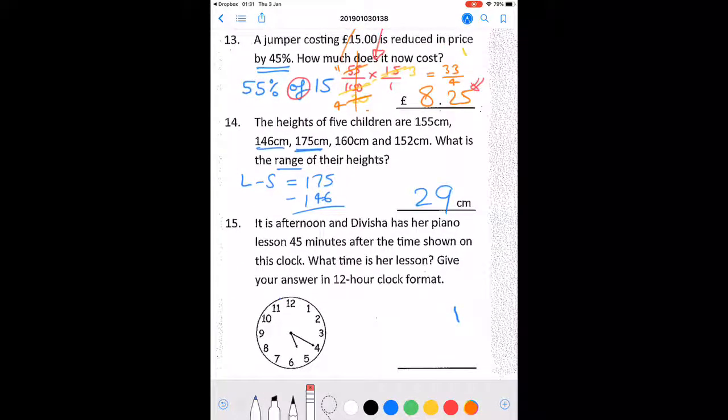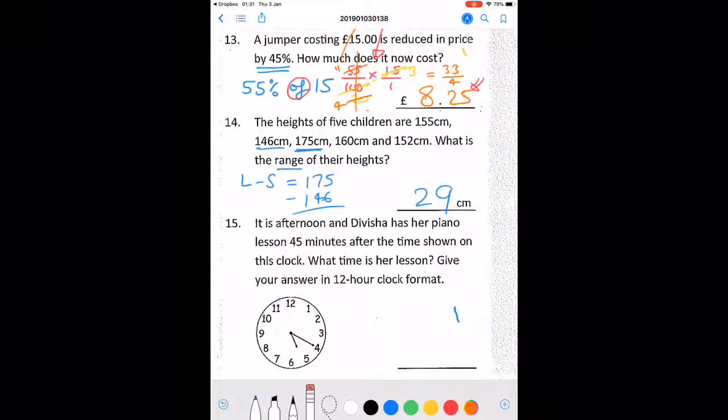Let's have a look. Question number 15. It is afternoon and Divisha has her piano lessons 45 minutes after the time shown on this clock. What time is her lesson? Give your answer in a 12-hour clock format.